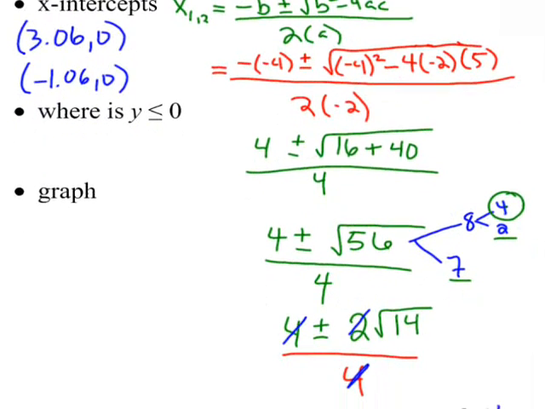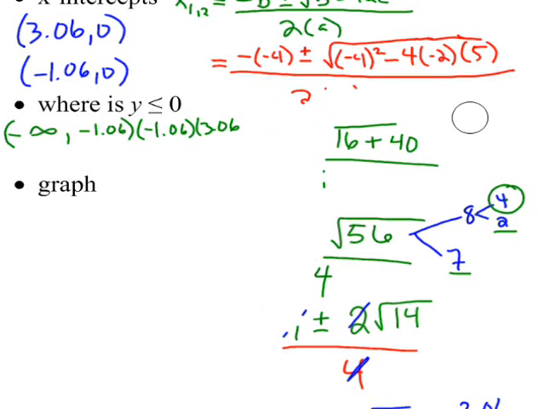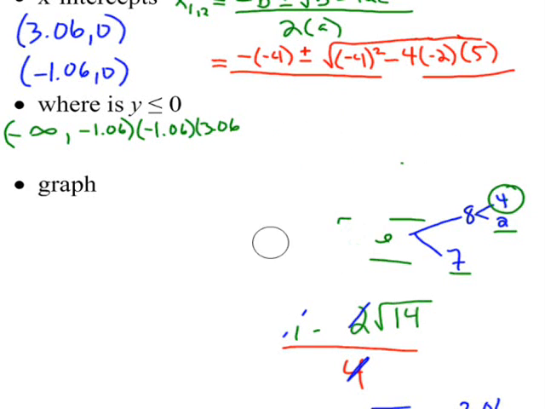All right, so then we have to figure out, this time it's asking me where my function is negative. So again, I'm breaking up the whole real line. So I start out at negative infinity, and I go to negative 1.06. And then I go from negative 1.06 to 3.06. I'm going to get rid of the rest of the stuff because it's in my way. And then you go from 3.06 to infinity. All right, and then you just test values.